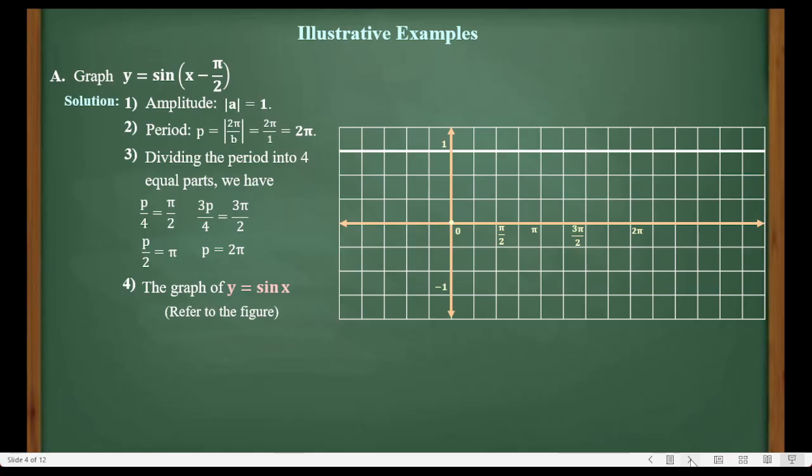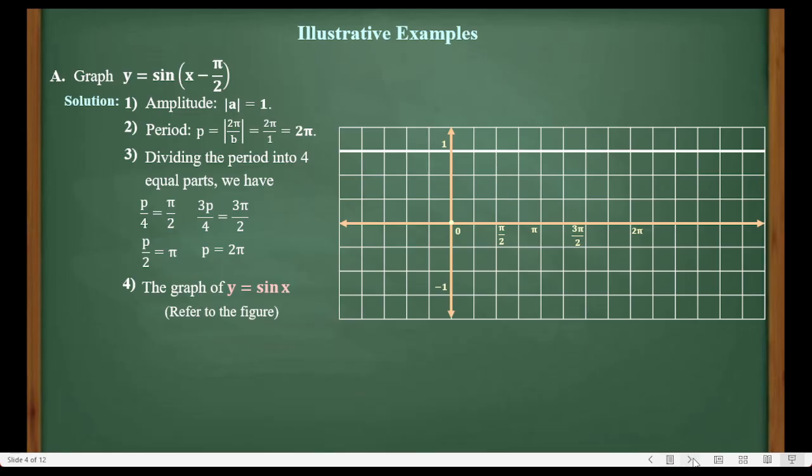From the figure, you plot some points. You start with the origin, because we're considering the sine function. So basically, the graph will start from the origin. And then we consider pi over 2. And where shall we plot the point? Of course, after the origin, we plot the point here.